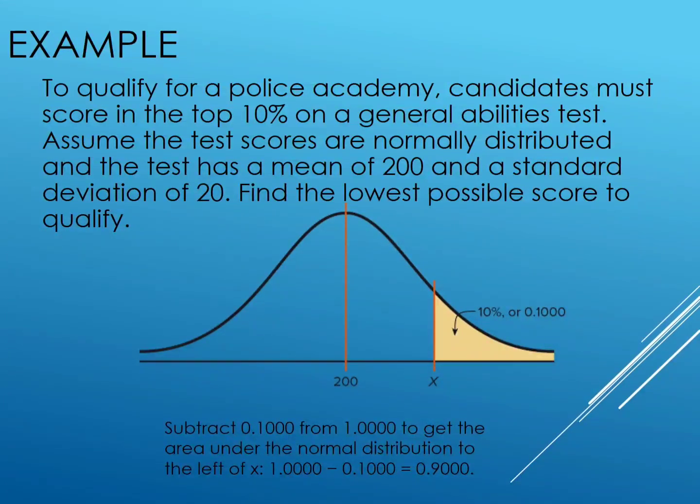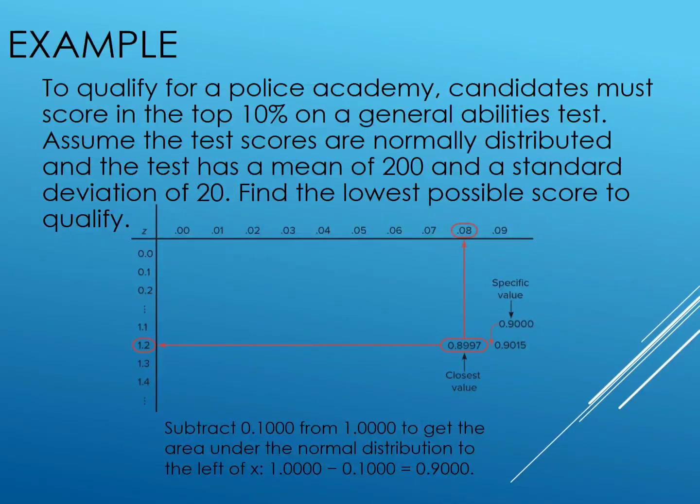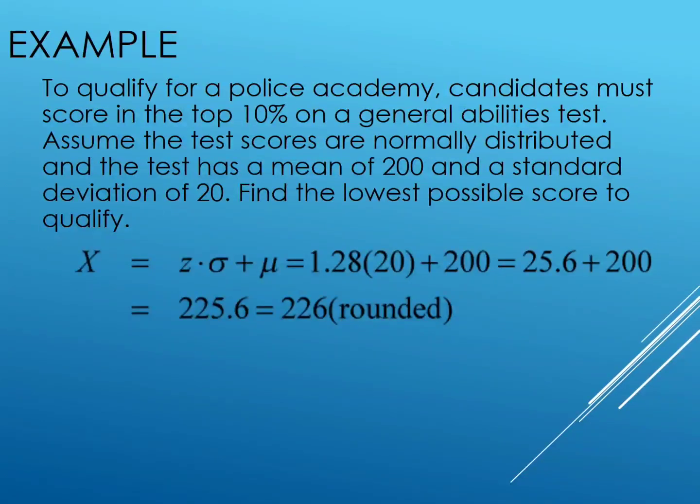But that's not my z-score, that's my area. So I would have to look at my table E and work backwards. Where is 0.90 in the table? The closest number to 0.90 would be 0.8997. Now there is a 0.9015, but 0.8997 is closer. And I would notice 1.28 is the z-score for that value. So I go back to the formula from the previous slide, and I would do 1.28 times the standard deviation, which is 20, plus 200, which is my average, and I would get 225.6, which if you round is 226.